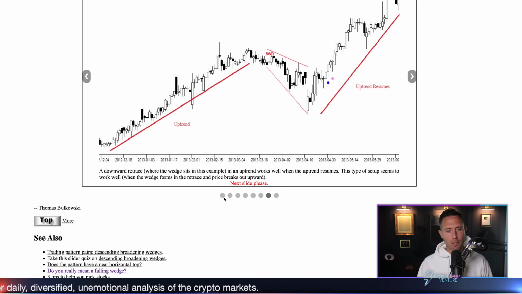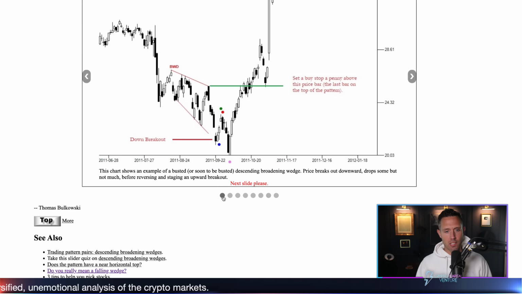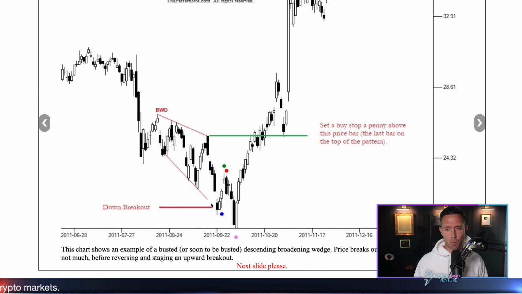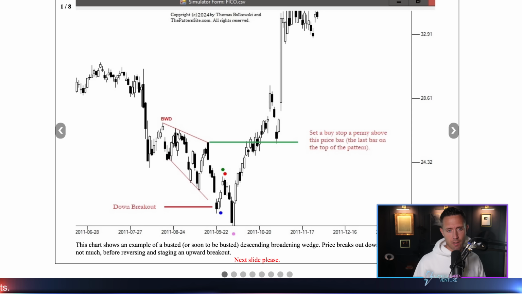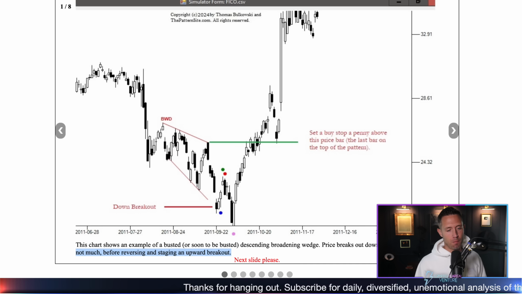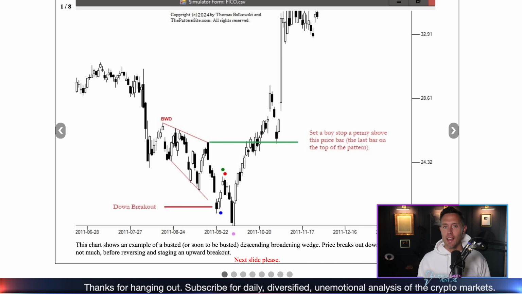And he goes over a bunch of different data on these slides. You can just see, for instance, this one. And this is really the one I wanted to cover. This is a setup that he tracked. This is a broadening wedge that you can see on the screen. It's not Bitcoin, but this chart shows an example of a busted or soon to be busted descending broadening wedge. Price breaks out downward, drops some, but not much before reversing and staging an upward breakout.